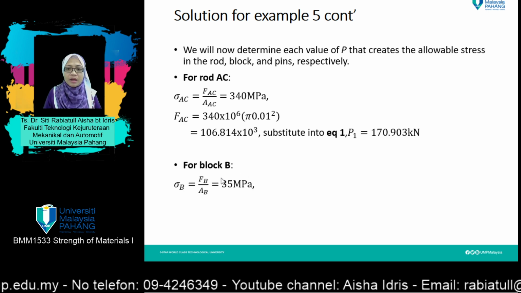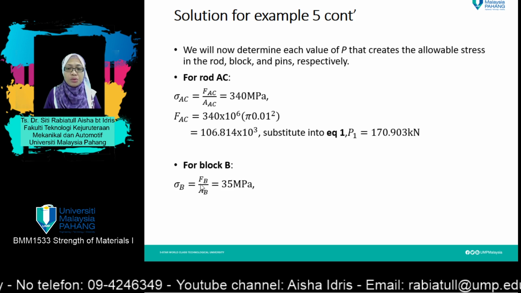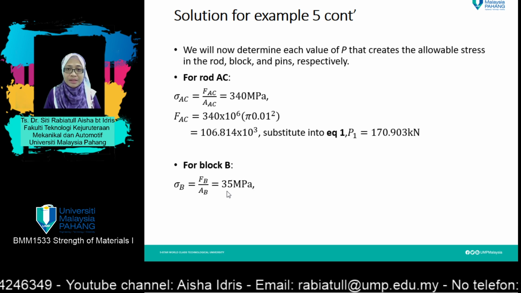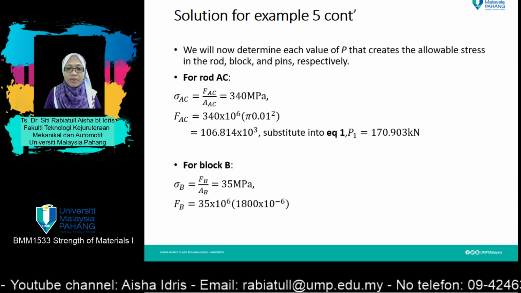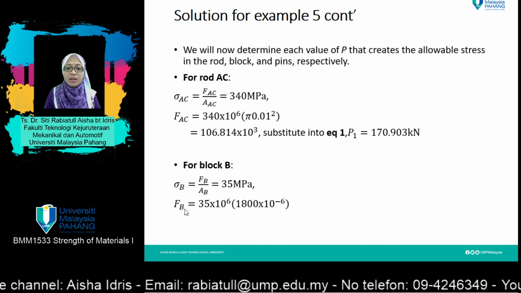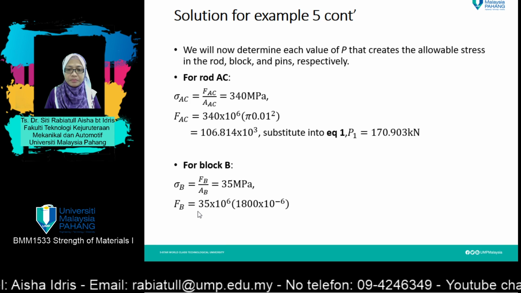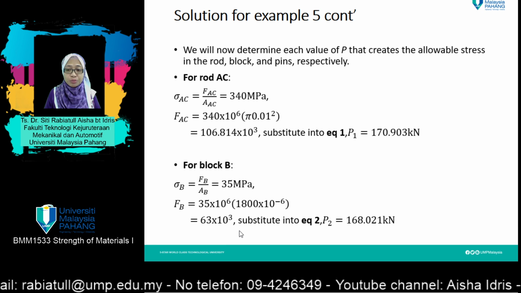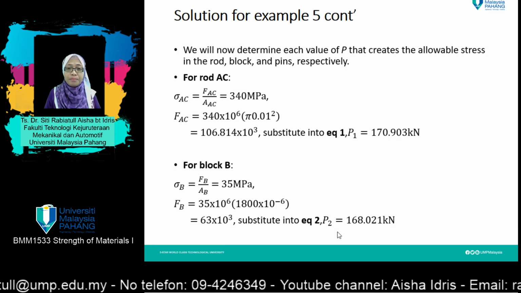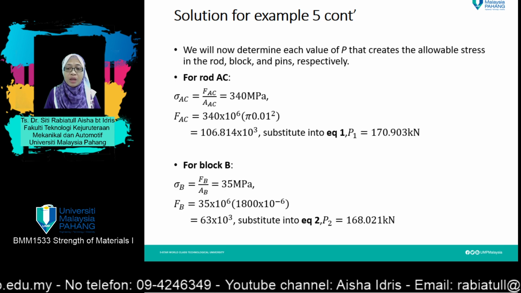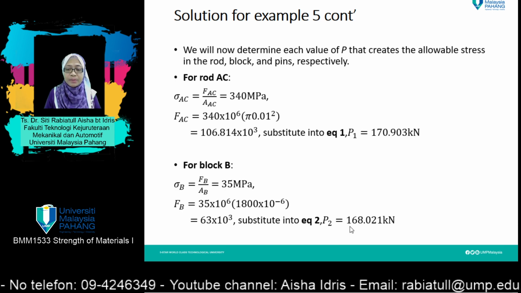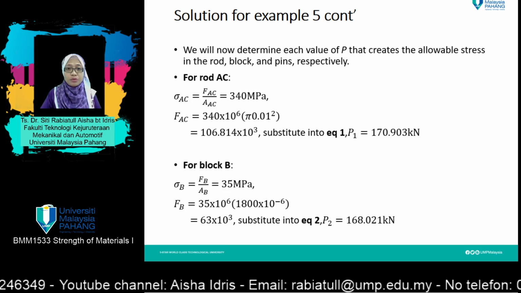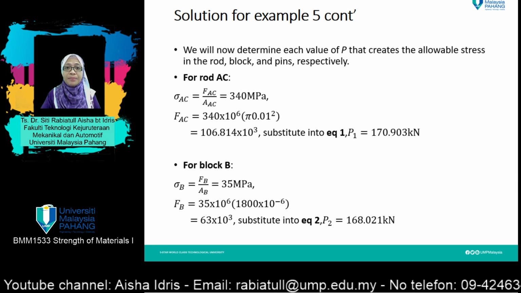So that settles rod AC, followed by block B. For block B, it is the same. Stress equals F over A or P over A, which equals 35 megapascal, and from there just substitute into the formula and you will get the value of FB. This value of FB you need to substitute in equation 2 in order to get the value of P2, another value of P, which equals 168.021 kilonewton. Another part is that we need to find the value of P in the pins.